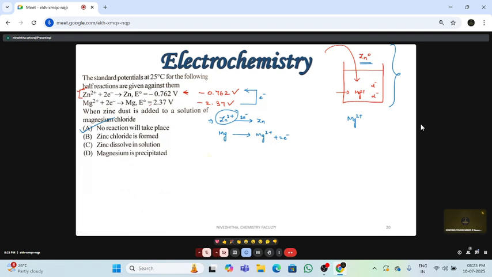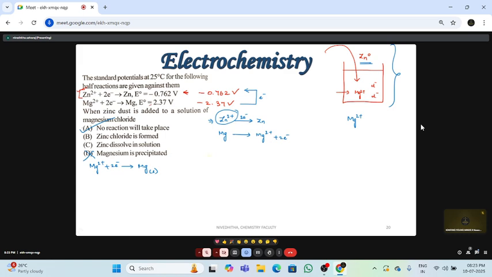Okay. See, what is option D? Magnesium will get precipitated. What is precipitation? If magnesium 2 plus ion gains 2 electrons, it will get converted into magnesium as solid. This is called precipitation. But the inference is oxidation and not reduction. So this is impossible, right?